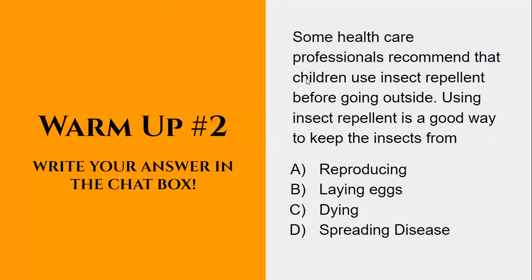All right, so question number two. Some health professionals have recommended that children use insect repellent before going outside. Using insect repellent is a good way to keep insects from doing what? Is it reproducing, laying eggs, dying, or spreading the diseases? The correct answer is D. Good job. It is to help from spreading diseases. It's bug repellent. It stops the bugs from coming to you and biting you and possibly giving you a disease, which is something nobody really wants.